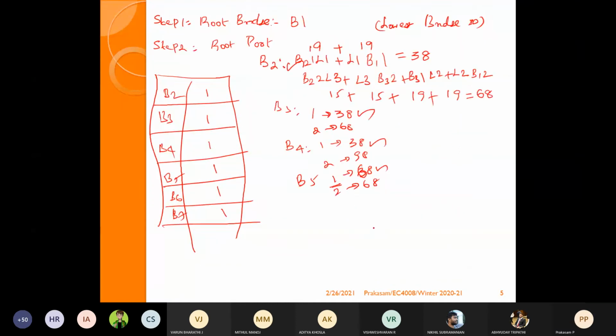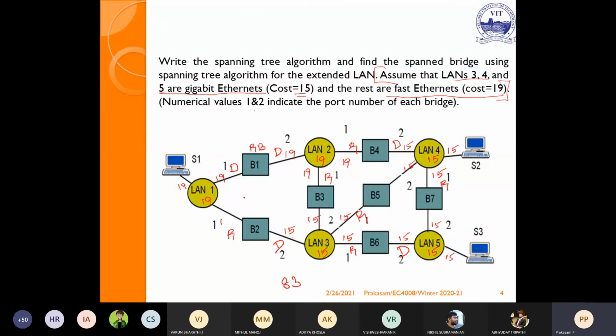Block ports. In the diagram, I have already marked the root port as well as the designated bridge and port. The remaining unmarked ones are the block ports. You see here, for bridge 1, both the ports are designated ports. For B2, port 1 is the root port and port 2 is the designated port. For B3, port 1 is the root port, port 2 is empty. So now this is a block port.